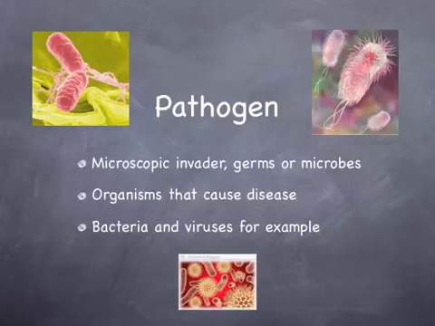Pathogens are called microscopic invaders, germs, or microbes. This means that you need some sort of microscope or some way to magnify the invader in order to see it. In most cases, these invaders are organisms, and these organisms cause disease. Bacteria and viruses are a couple examples of pathogens.